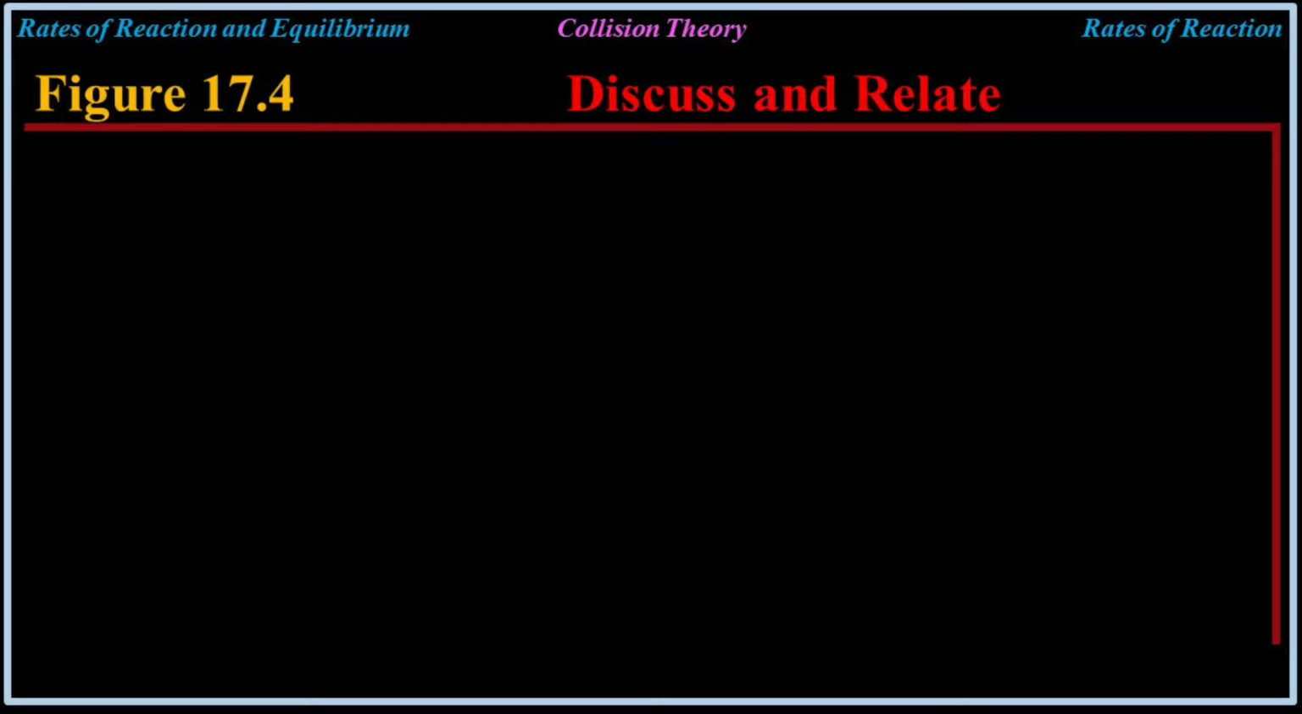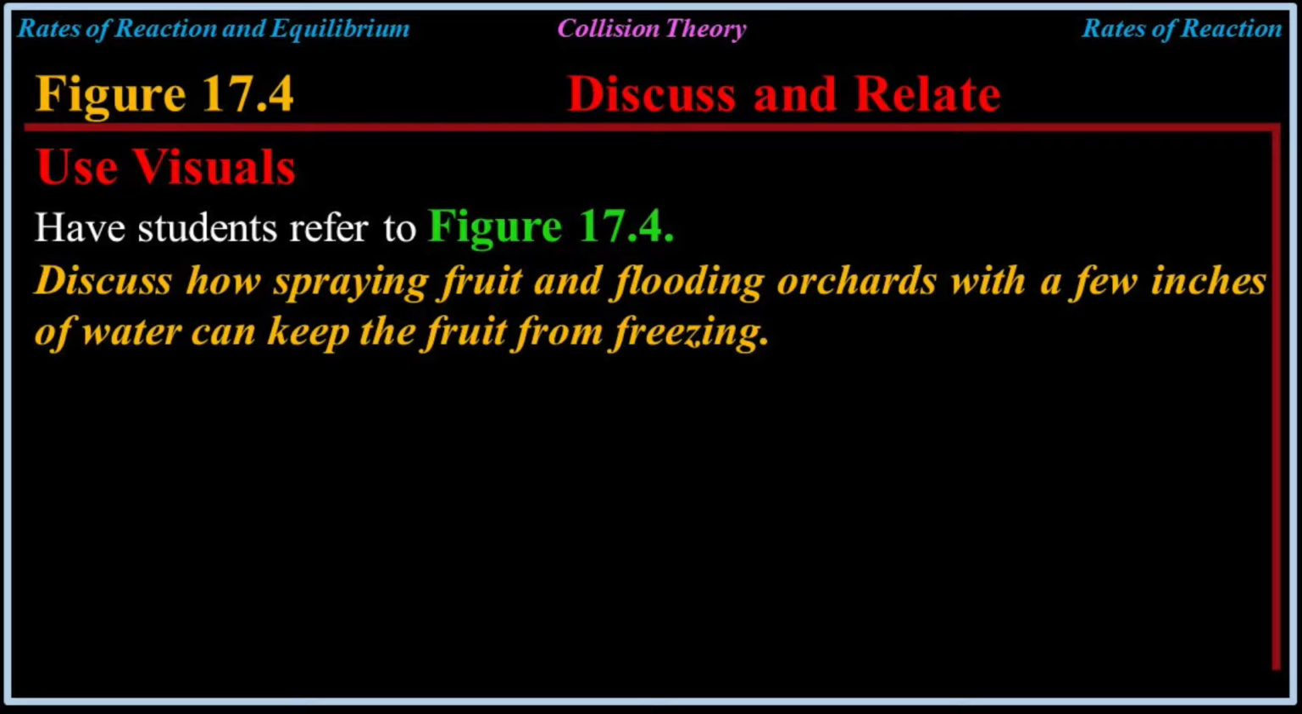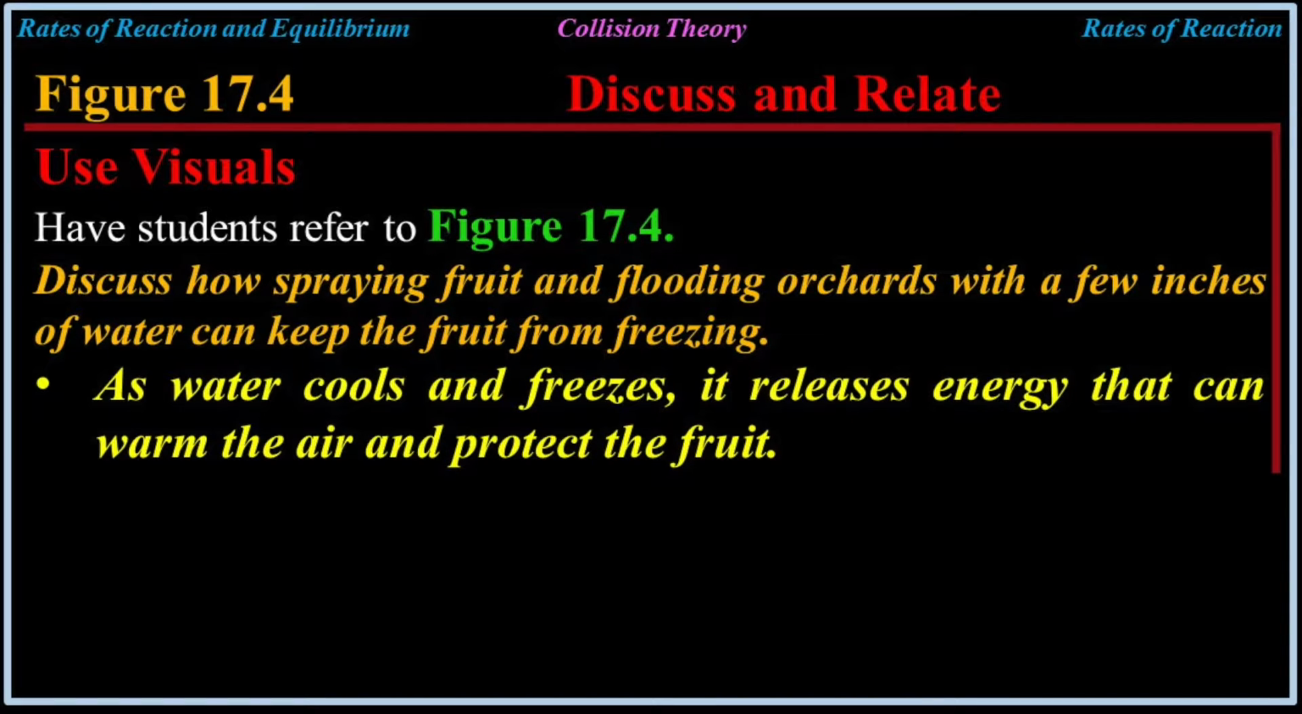Figure 17.4, let's continue, discuss and relate using visuals. Have students refer to Figure 17.4. Discuss how spraying fruit and flooding orchards with a few inches of water can keep the fruit from freezing. As water cools and freezes, it releases energy that can warm the air and protect the fruit.